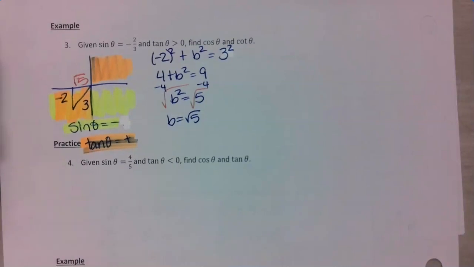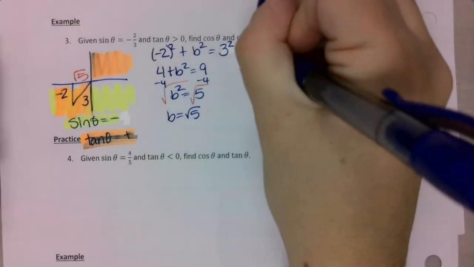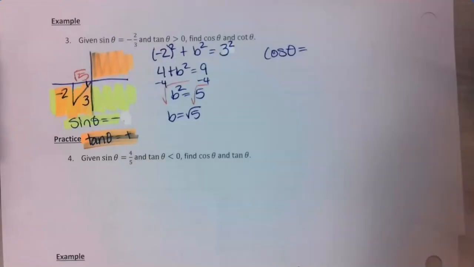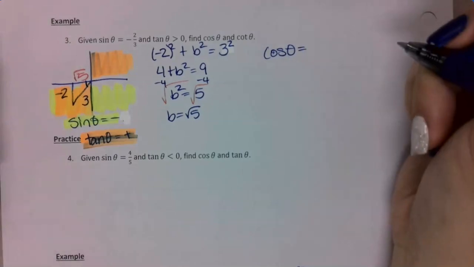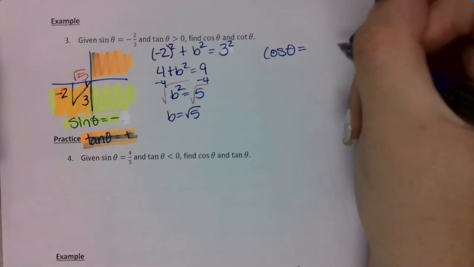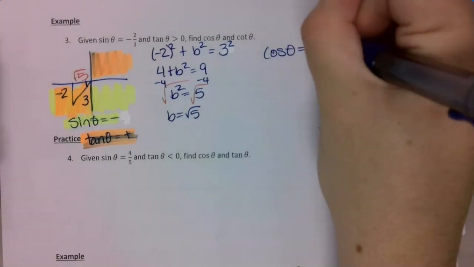Okay, this problem wants me to find cosine of theta and cotangent of theta. So cosine is, oh, my angle's right here. Cosine is adjacent over hypotenuse. So what's my adjacent side? And my hypotenuse?